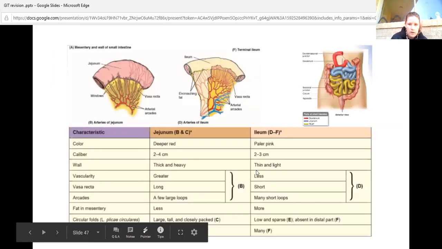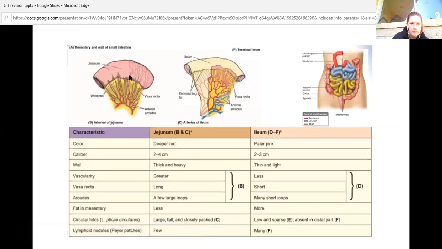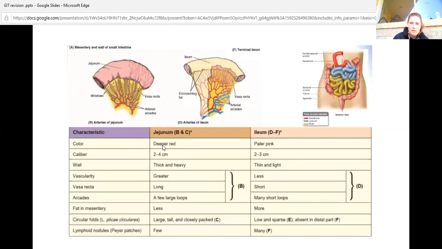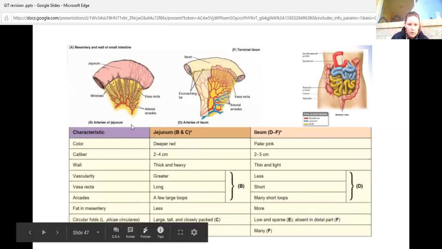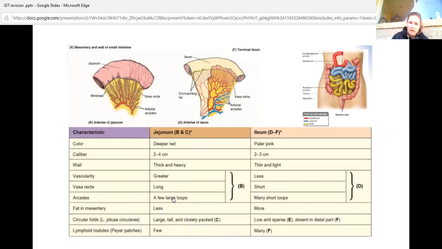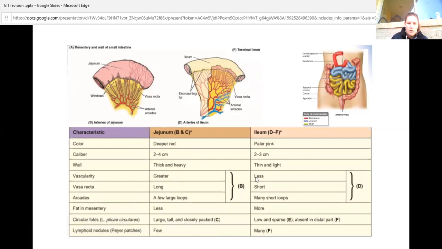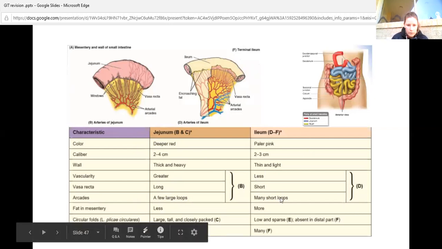And also, I think this is a good table that summarizes some of the differences. So the jejunum is deeper red because there's more blood supply. There's still more food in the jejunum because it goes through the jejunum and then the ileum. And the vasa recta are long, and there's fewer arcades. So basically there's bigger vessels, so it's getting more blood. Whereas in the ileum, there are lots of tiny little vessels. So short vasa recta, lots of loops and less blood getting there, ultimately.